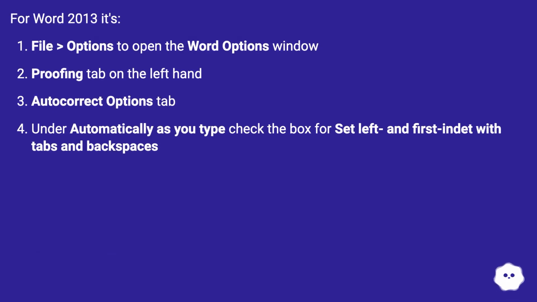For Word 2013 it's File, options to open the Word options window. Proofing tab on the left hand, autocorrect options tab. Under automatically as you type, check the box for set left and first indent with tabs and backspaces.